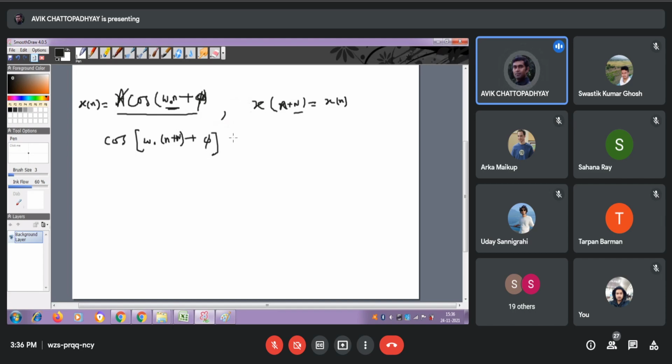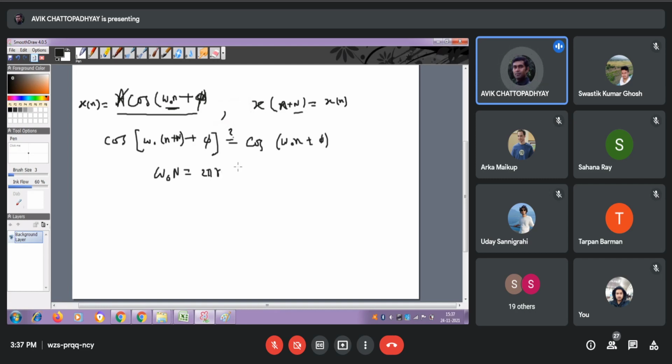If you want, you can write, otherwise you can omit it also. It doesn't matter. This cos has to be equal to omega 0 n plus phi. This is the condition. And the question is whether this is equal or not. Now, if both the sides have to be equal, then obviously it should be true that omega 0 into capital N should be equal to 2 pi, you know that, into R.